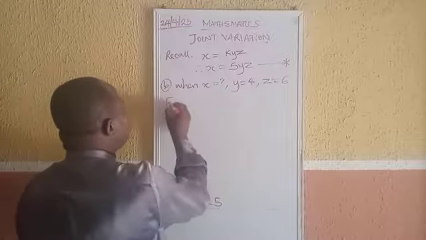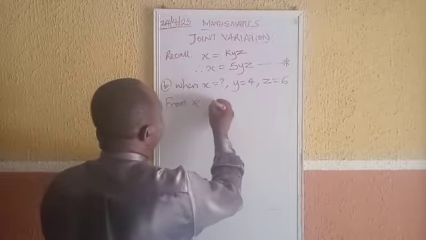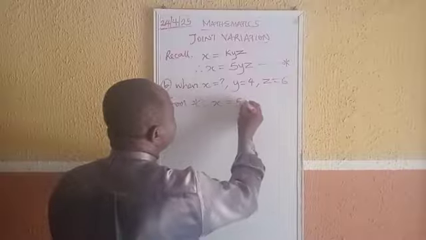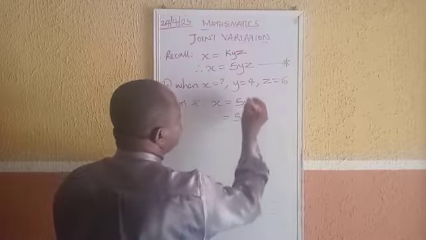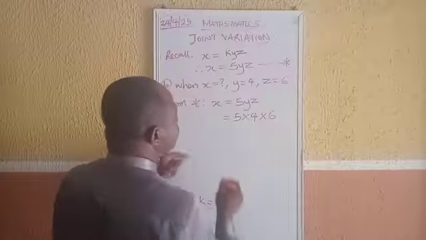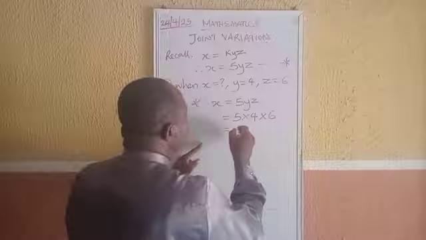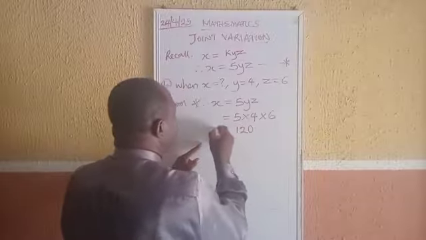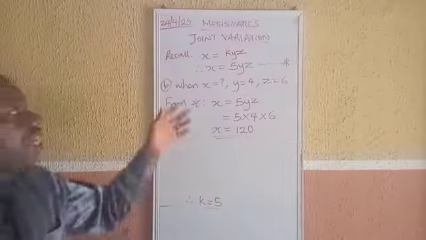So from this equation, which is x equals 5yz, that will be 5 times y, which is 4, times z, which is 6. 5 times 4 is 20. 20 times 6 is 120. That's the answer. That's the solution to it.